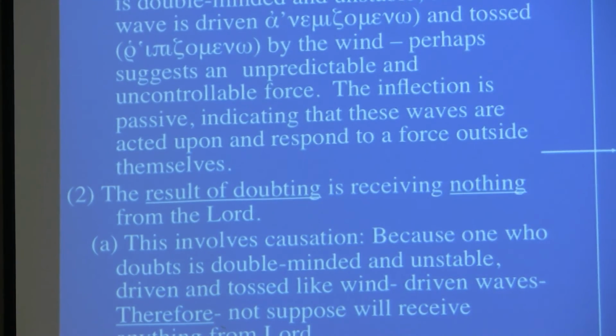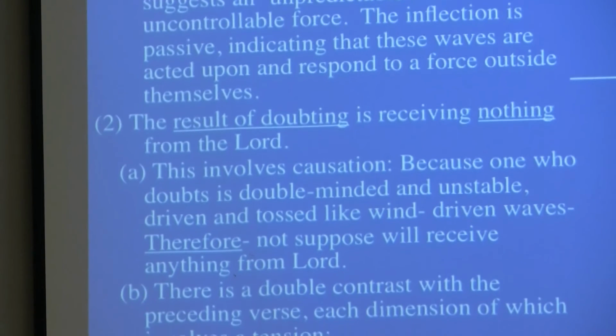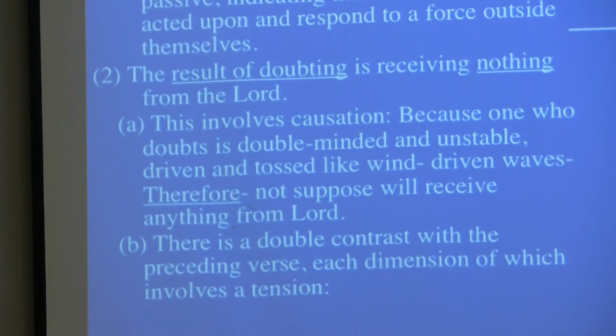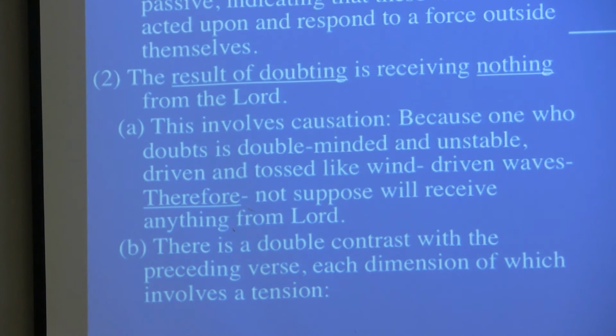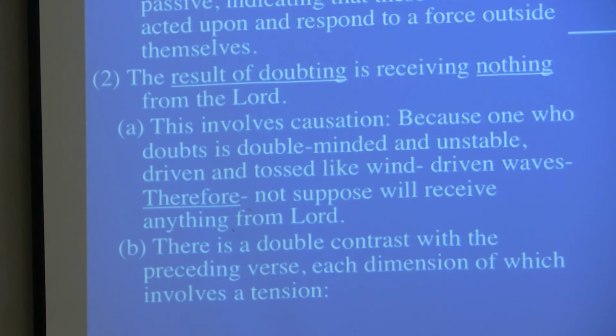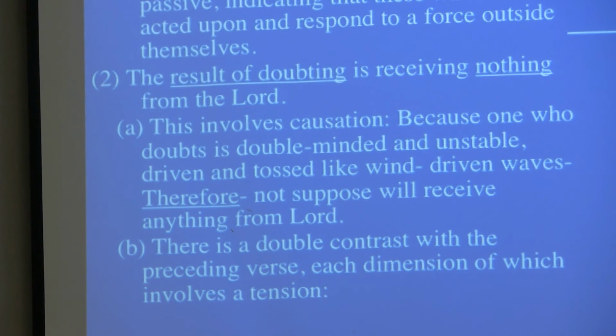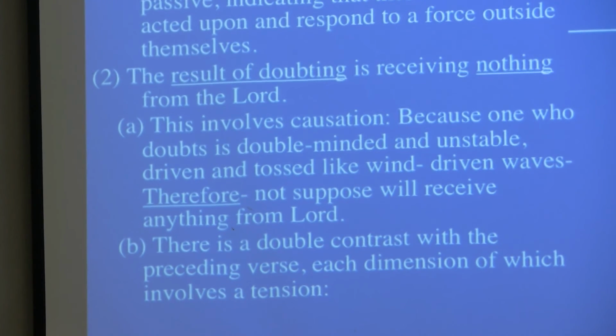Now, the result of doubting is receiving nothing from the Lord. This, of course, involves causation. The cause is doubting. The effect is receiving nothing from the Lord. Because one who doubts is double-minded and unstable, driven and tossed like wind-driven waves, therefore, that person must not suppose he will receive anything from the Lord.